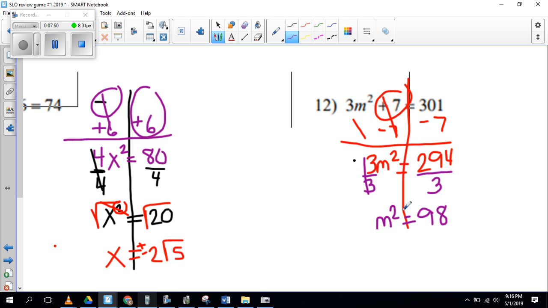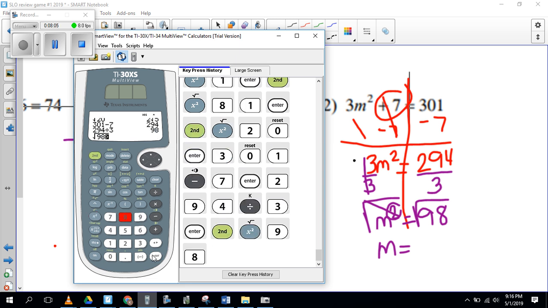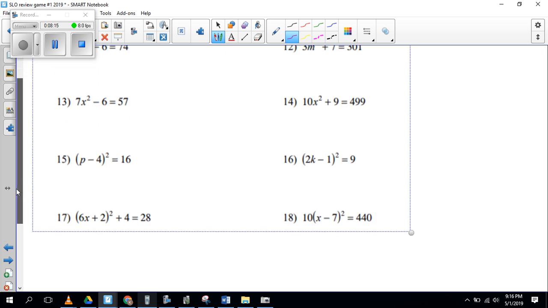And then the last step, we got to get rid of this squared. So we take the square root of both sides. That undoes it. M equals the square root of 98. Second square root 98, we get 7 square root of 2. So pause the video and work the next couple problems. Okay?